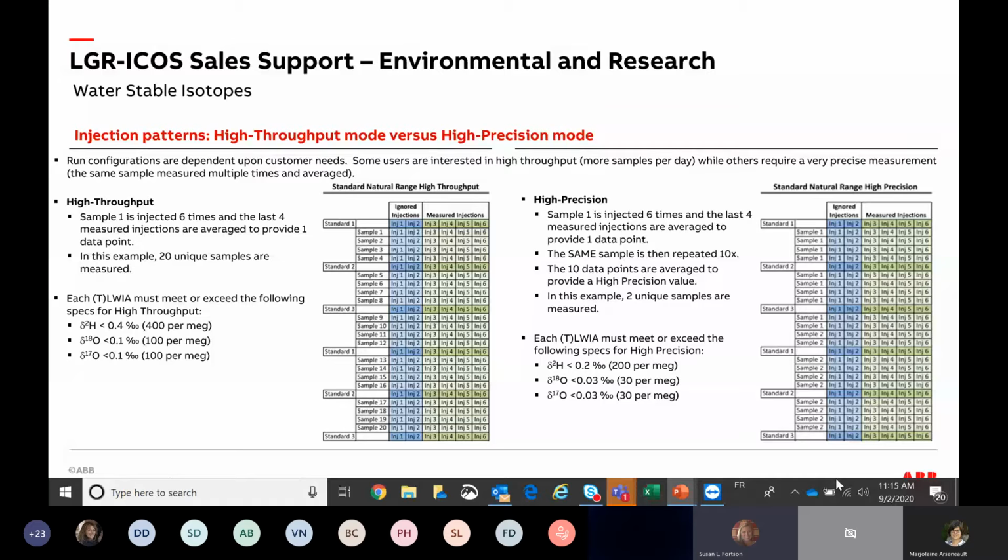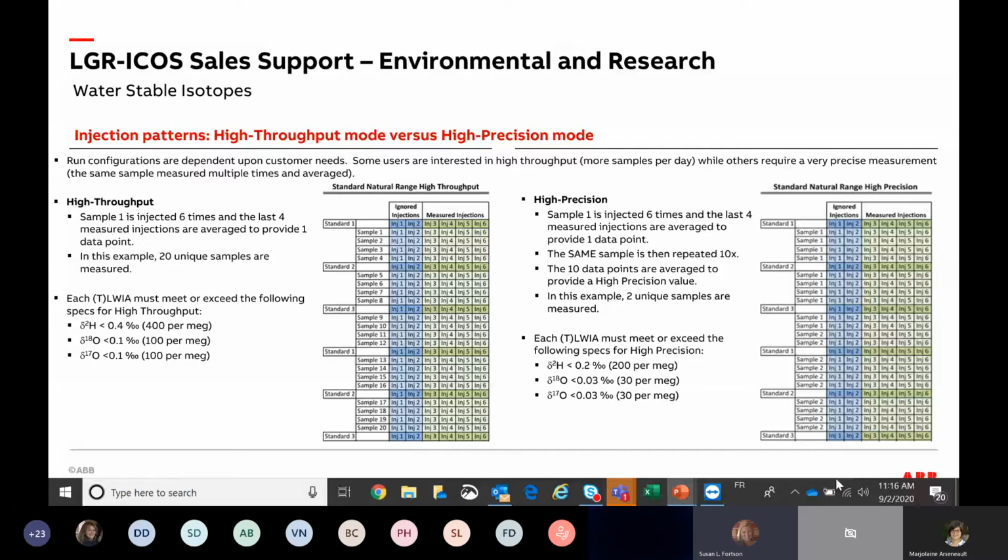So run configurations are dependent upon the customer's needs. For example, some of our customers are interested in high throughput mode. That means they want to do more samples per day, while other people may be interested in a very precise measurement. For high precision, the same sample is measured multiple times and then averaged. On the left side of the screen, you'll see an example of a run configuration for high throughput mode. In this case, sample 1 is injected 6 times, and the last 4 are measured injections. They're averaged to provide 1 data point.